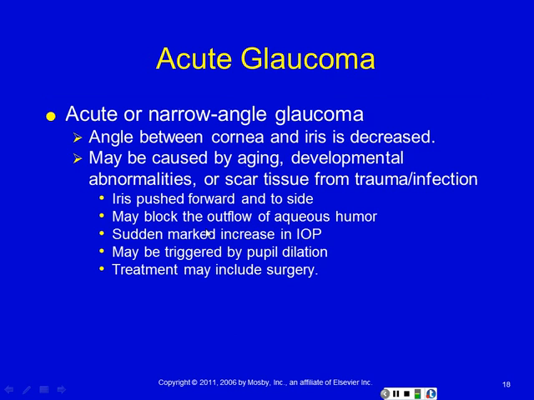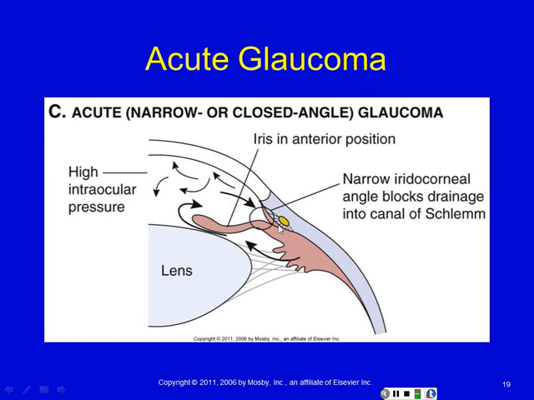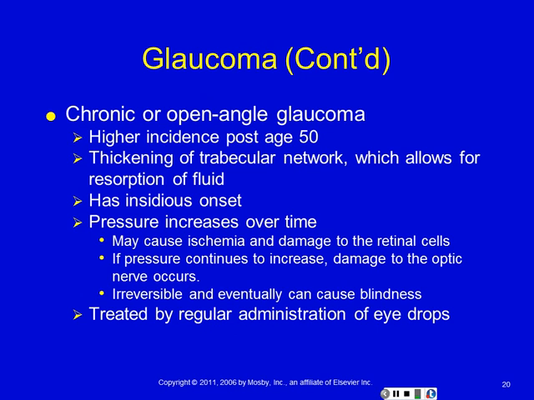The treatment here is sometimes medical. You keep the pupils constricted, and that tends to open them up. But ultimately, it may involve surgery to fix that angle, either to change the angle of the iris or to free up some tissue here so that the aqueous humor can get where it needs to go. So that's the acute version.